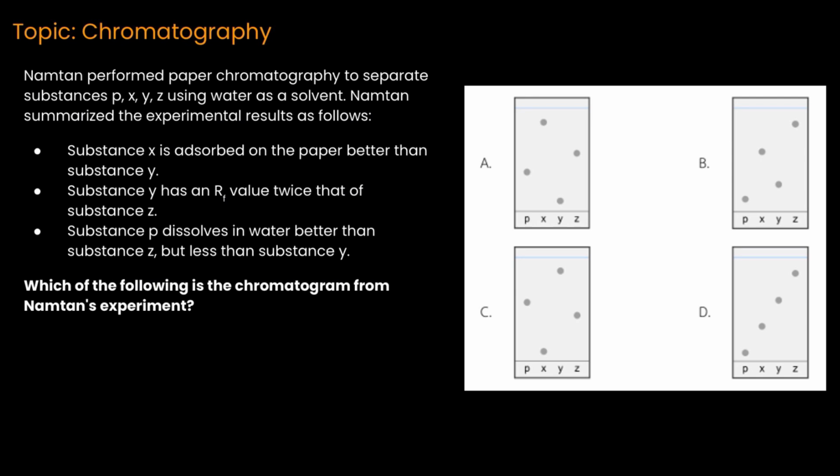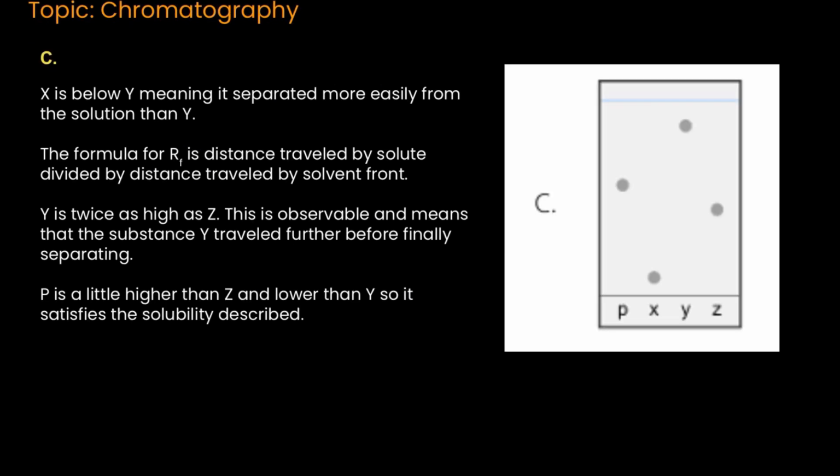Which of the following is the chromatogram from Namtan's experiment? So take a look at these pictures and really think about what is logical. Pause the video and answer below. The correct answer choice is C.